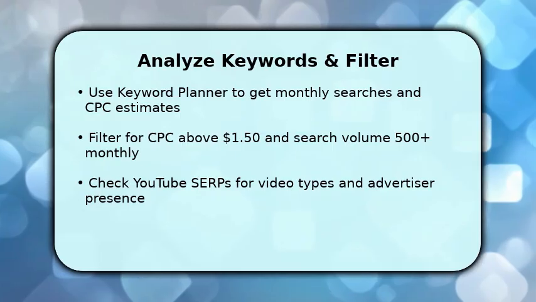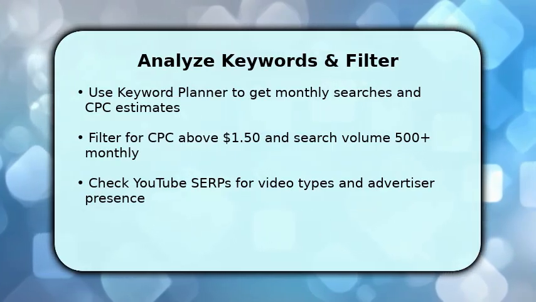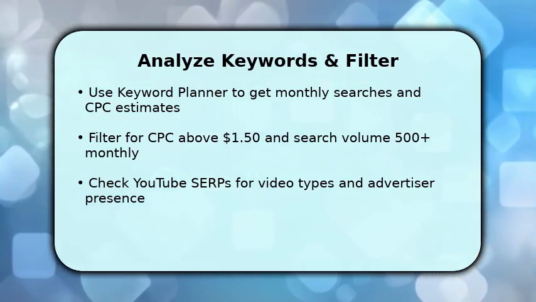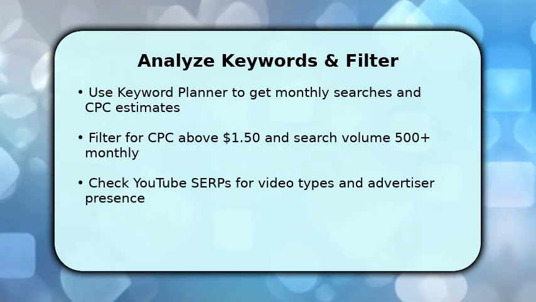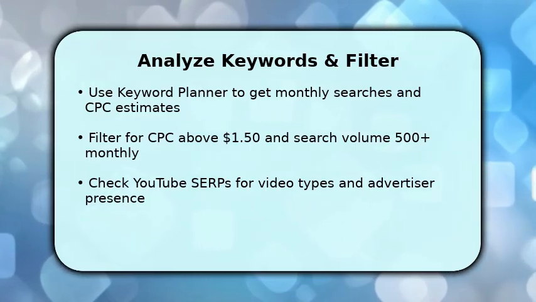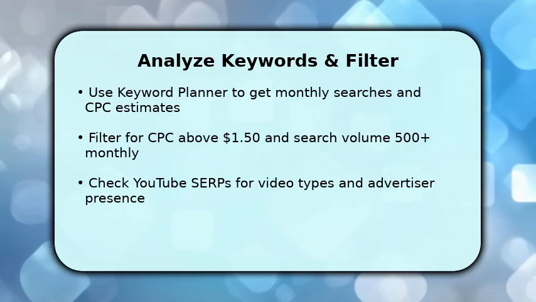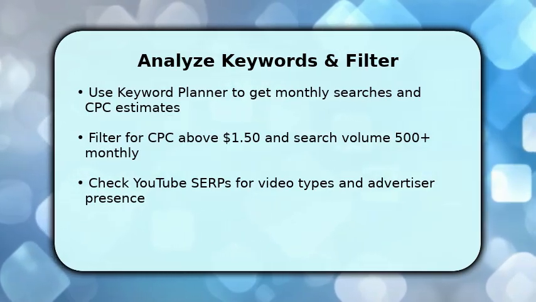Paste your seed keywords into Keyword Planner and record monthly searches and CPC estimates. Make sure to filter for CPC above $1.50 and volume over 500 searches. These indicate higher CPM opportunities.